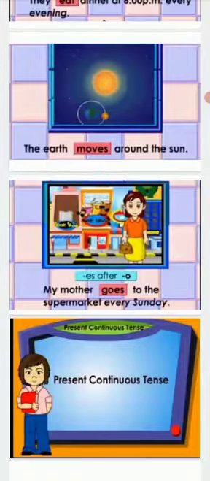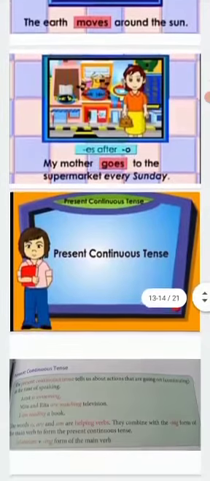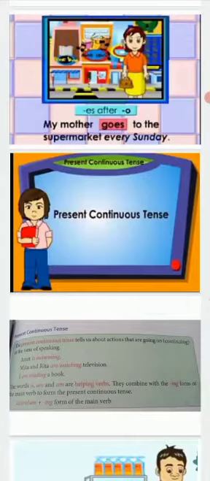Second is the earth moves around the sun. It is a universal truth. So here we use moves and the subject is singular. The earth moves around the sun. Next is my mother goes to the supermarket every Sunday. This is also a routine work. Here is every Sunday, showing that it is a routine work. And the subject is singular, so here we use goes. My mother goes to the supermarket every Sunday.